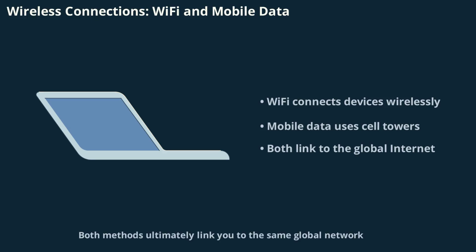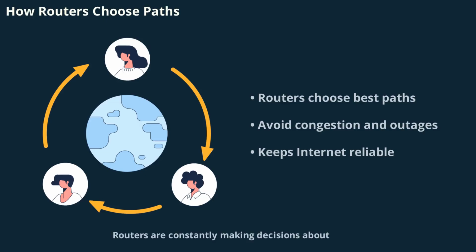Both methods ultimately link you to the same global network, just without the need for physical cables in your hands. Routers are constantly making decisions about the best path for each data packet. They consider factors like congestion, distance, and speed. If one route is busy or broken, the router sends the packet along a different path. This flexibility keeps the internet running smoothly, even when parts of the network are overloaded or offline.